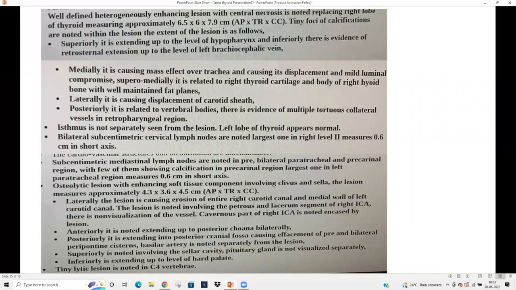So that's about this one, sir. And an additional small lytic lesion at the C4 vertebra is also noted. They are suspecting CA thyroid with skull-base metastasis as per radiology.